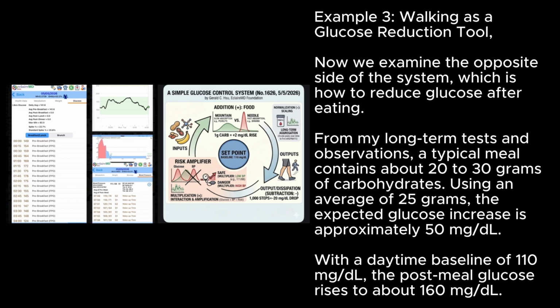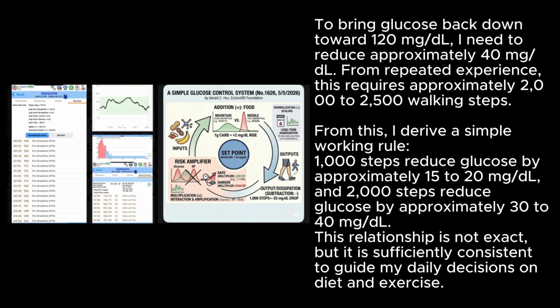With a daytime baseline of 110 mg/dL, the post-meal glucose rises to about 160 mg/dL. To bring glucose back down toward 120 mg/dL, I need to reduce approximately 40 mg/dL. From repeated experience, this requires approximately 2,000 to 2,500 walking steps.